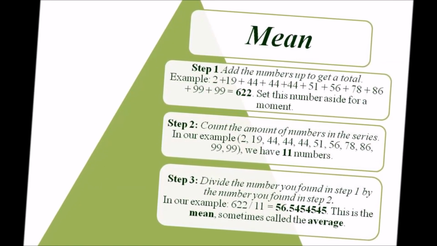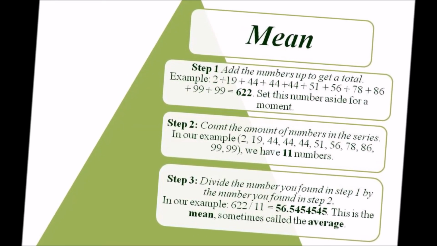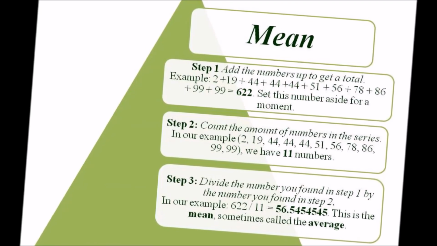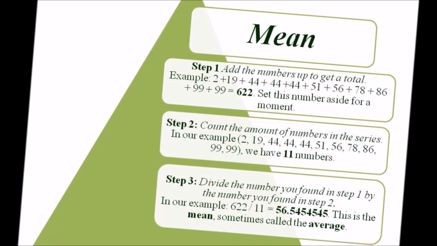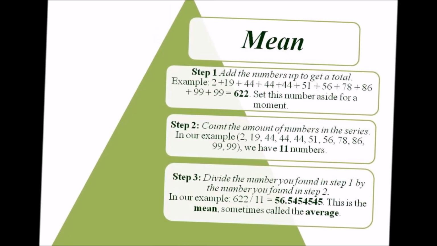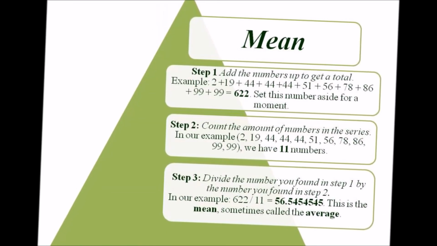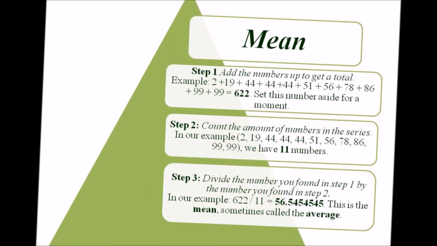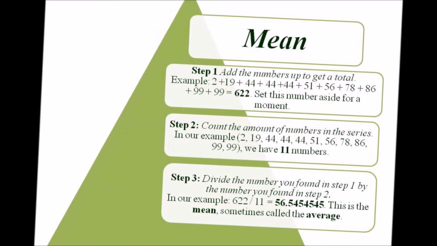The first step is to add the numbers up to get a total. For example, 2 plus 19 plus 44 plus 44 plus 44 plus 51 plus 56 plus 78 plus 86 plus 99 plus 99. The total is 622. Set this number aside for a moment. Then count the amount of numbers in the series: 2, 19, 44, 44, 44, 51, 56, 78, 86, 99 and 99. So there are 11 numbers.